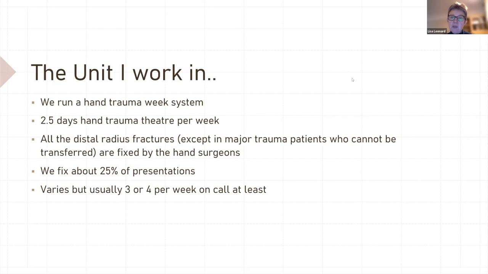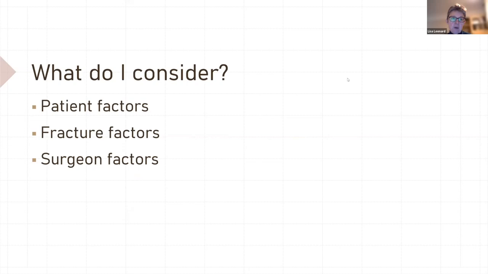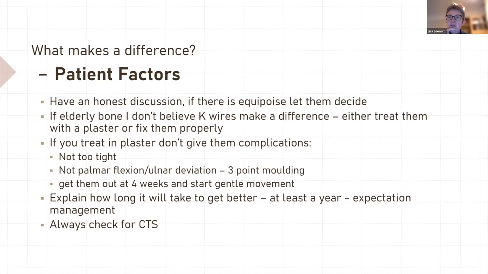So what do I consider when I fix these fractures? I think a few of us have touched on this really. So there's, in your head, patient factors, fracture factors and surgeon factors, and I'm going to work through those and try and give you a brief outline of my thinking and how I approach this.